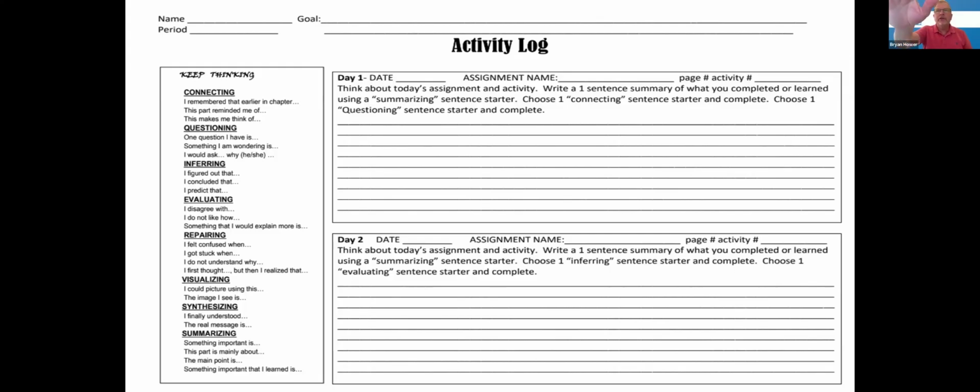And then they also had to do each day a different sentence too, a connecting sentence on this day and a questioning sentence. So they could take the starters, just finish it, and then eventually they can do it on their own. And day two, they're always doing a summarizing, but day two, I threw in inferring and evaluating. And then day three would be throwing in different sentences. So they're always expressing themselves every day.